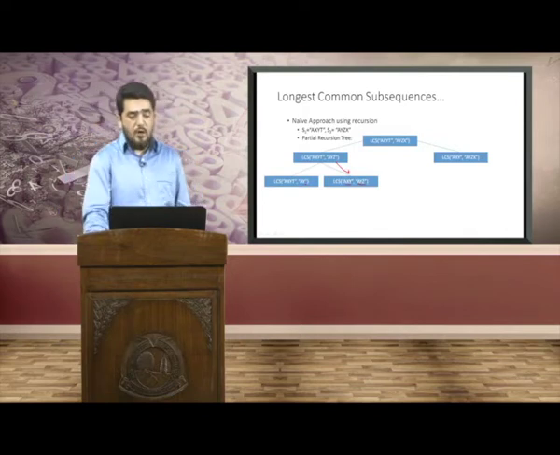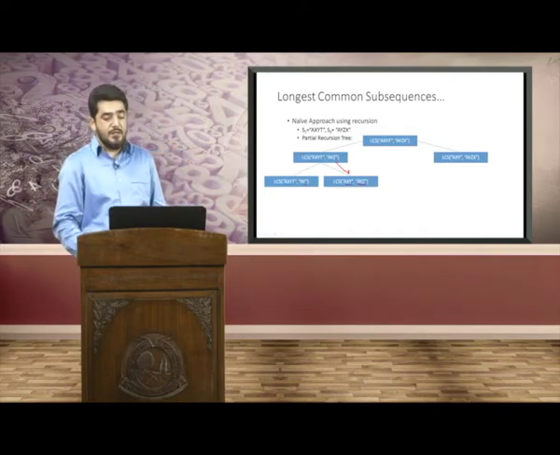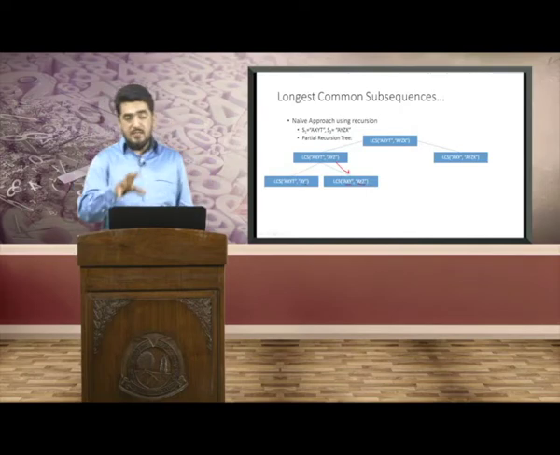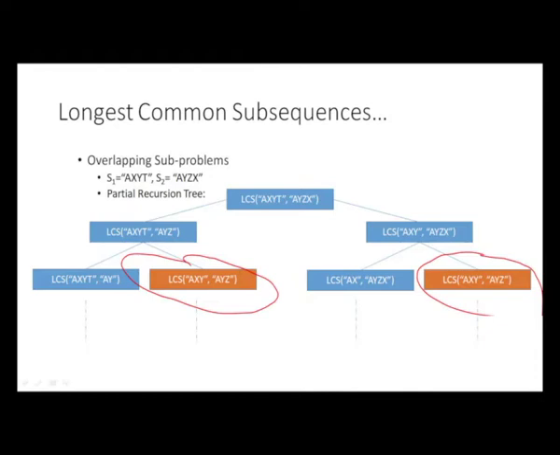So this is just a partial recursion tree of our example here. Now, you can observe that these two calls here are common in these two branches of our partial recursion tree. This obviously means that this problem has an overlapping substructure. You can see we are trying to find the LCS of AXY and AYZ in this left branch, as well as in the right branch.